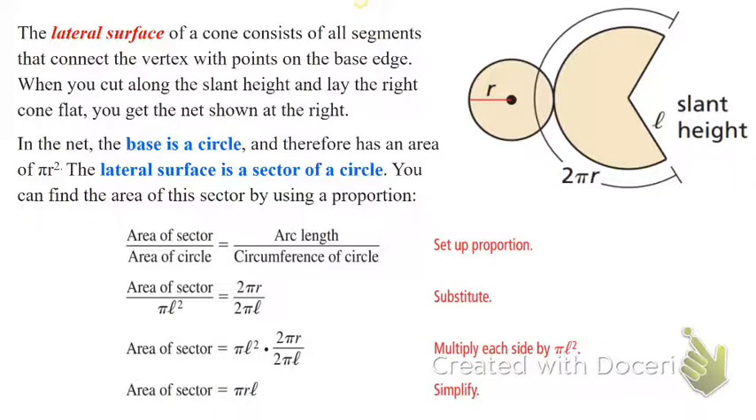So if you multiply both sides of that equation by pi L squared, you get that the area of a sector is equal to pi L squared times 2 pi r over 2 pi L. And if you look at the equations, the 2's will cancel. One of the pi's in the numerator cancels, and one of the L's cancels. So what's left behind? Pi r L. So the area just of that sector is pi times r times L. So it's pi times the radius times the slant height.